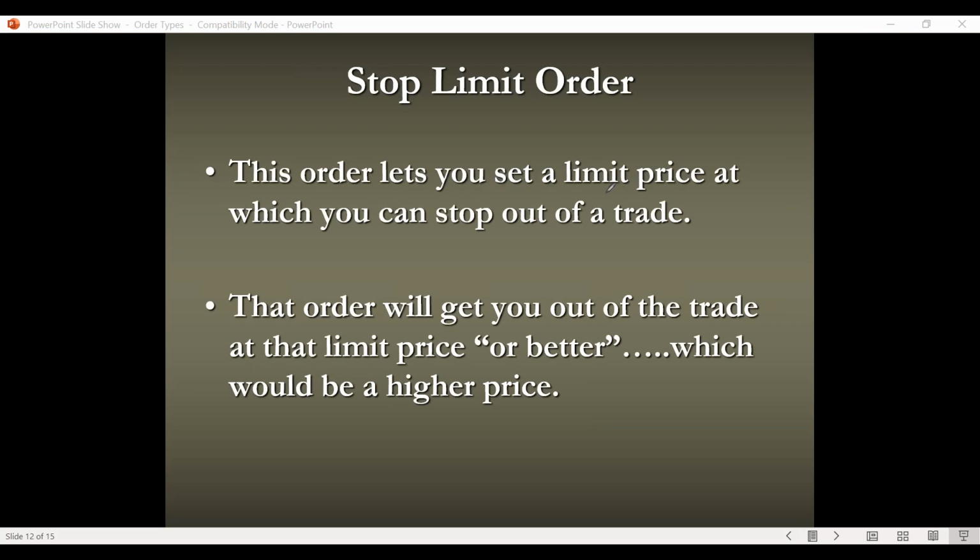This order lets you set a limit price at which you can stop out of a trade. That order will get you out of the trade at that limit price or better, which would be a higher price. Now, I don't recommend using a stop limit order as a stop loss. Here's why. Let's say I bought that stock at $40 and I wanted to stop out at 37.